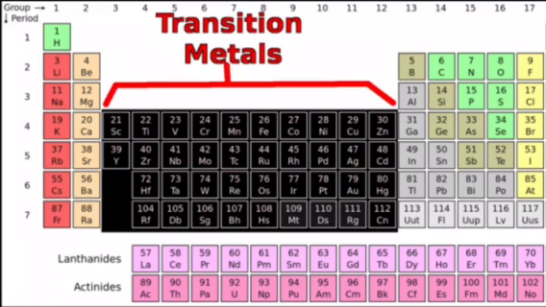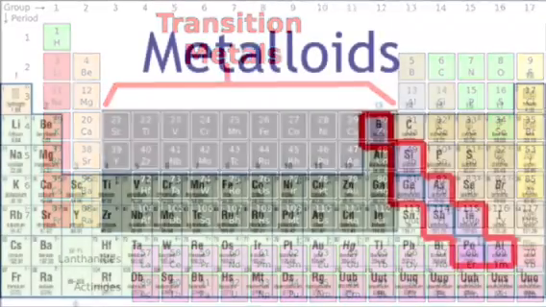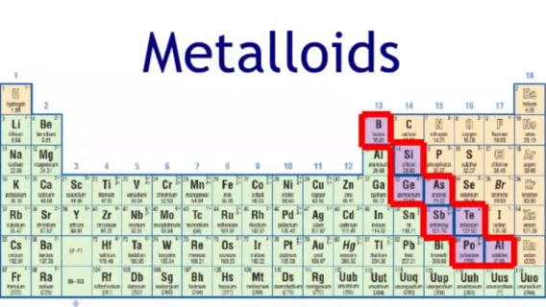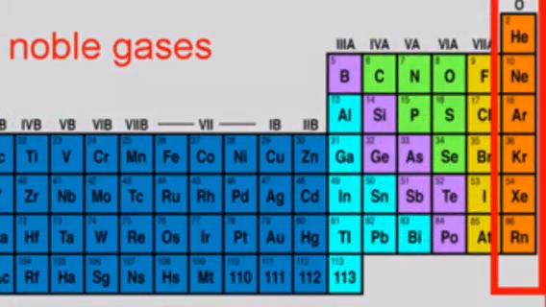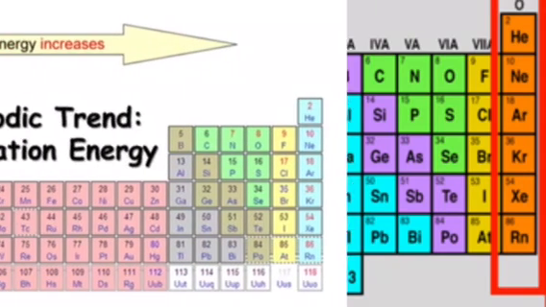The metalloids have properties of both metals and nonmetals, and are found along the step-like line between metals and nonmetals of the periodic table. Noble gases are located in the far right column of the periodic table. This is also known as group 0 or group 18, which means that they are very unreactive because they don't need any electrons.